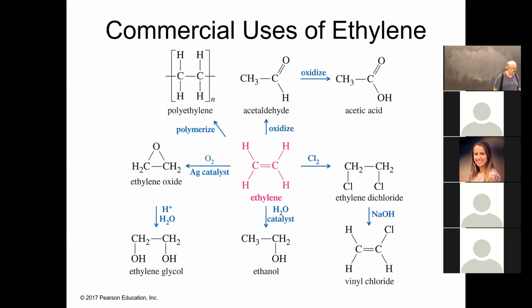Okay, we did not cover this last time. Okay, this is the commercial uses of ethylene. Okay, besides the uses that are listed here, ethylene is a natural product. It's produced by a number of plants, and it is a small molecule that regulates ripening.